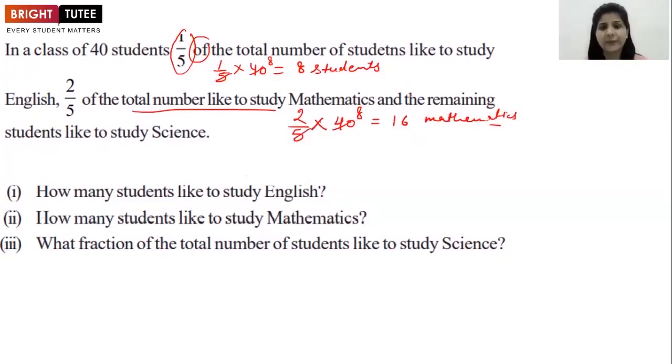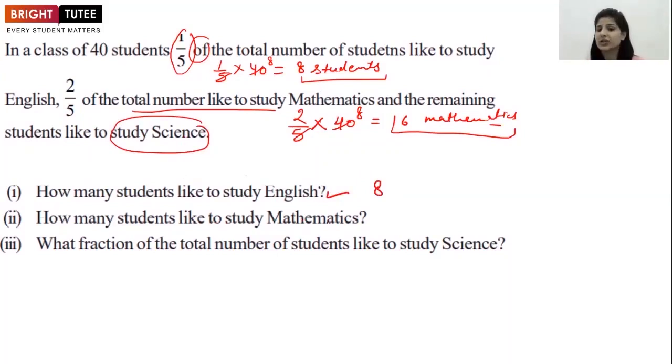And remaining, okay, so 8 students are learning English, 16 are studying mathematics. They're asking how many students, the remaining, are the ones who like to study science. So how many are these? Now we have already answered the first question, how many students like to study English, that is 8. The second is how many students like to study mathematics, that is 16. And out of a total strength of 40 students, 8 students like English, 16 students like math. So total there are 24.